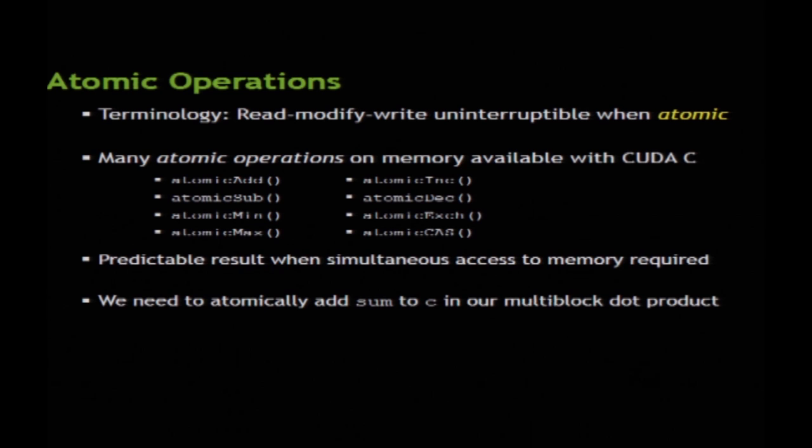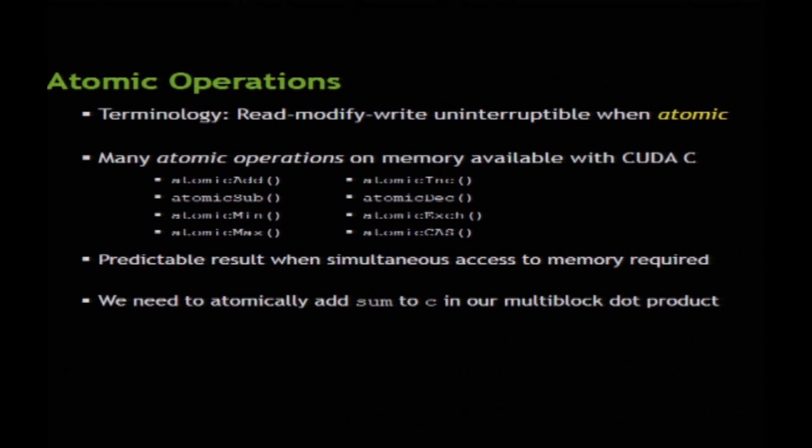Now, CUDA has these atomics. Again, they're a pretty rich set. You can do things like compare and swap and exchange, increment and decrement, addition, min and max. Those are all common. You see those in MPI and other programming models as well. It gives you that predictable result when you access memory.